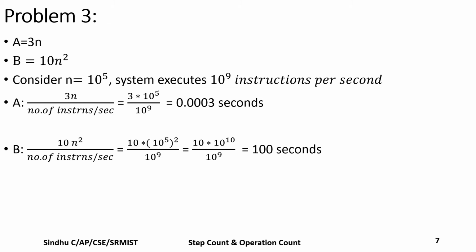Now taking the second algorithm, which is 10n square. Again, 10n square divided by the number of instructions per second. So substituting the value of n, which is 10 power 5, you get 100 seconds. Here also you can see that A is the best algorithm. So these are small. When the algorithm is very small, you can easily identify.